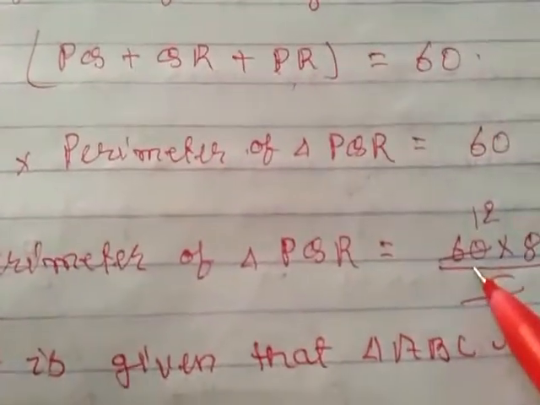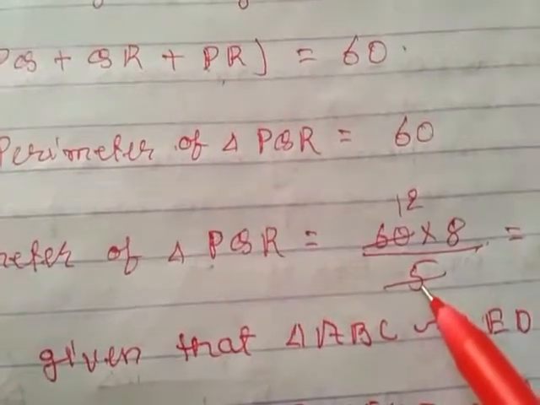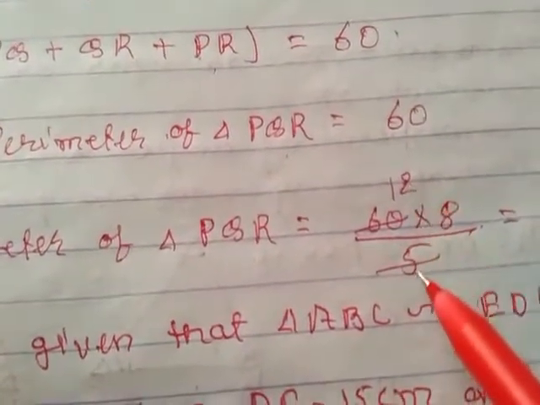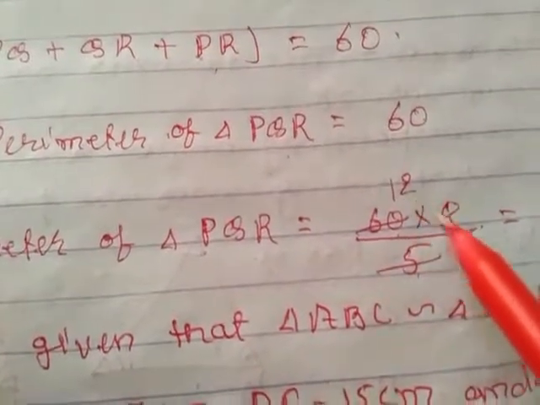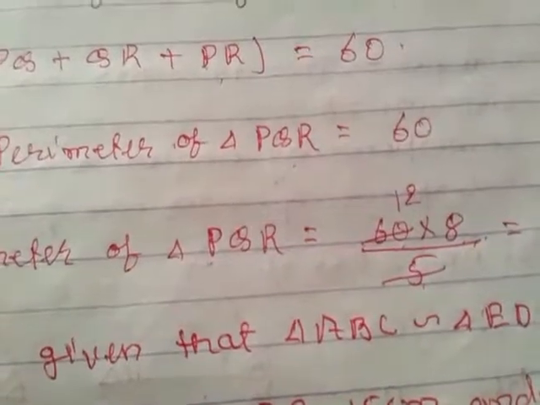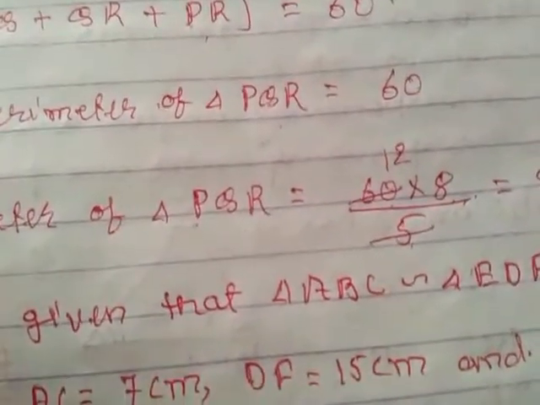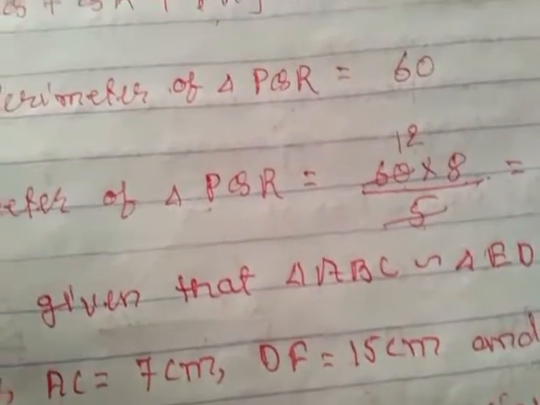So from 5, 60 will go 12 times. That is 12 fives are 60. So we have 12 into 8, that is 96 centimeter is the required perimeter of triangle PQR which was to find. Now let us see question number 2.